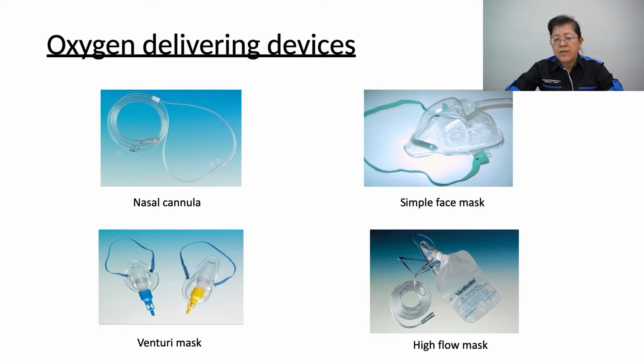And the last one is the high flow mask. There are 2 types of this mask, rebreathing type or non-rebreathing type. If we use the non-rebreathing type, which we will show you at the airway station, it involves 3 one-way valves. If you give 10 liters per minute of oxygen to the patient via this type of mask, we can give near 100% oxygen to the patient.